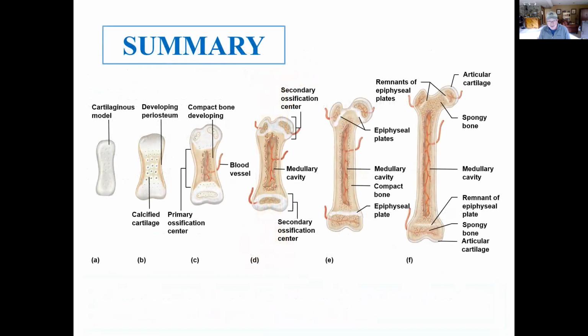And so these are the various steps, starting with the cartilaginous model in the fetus and working our way all the way up through child and adolescent years. So this is sort of fetal stages. Here's adolescent years. And then here we are in the adult, in you and me.